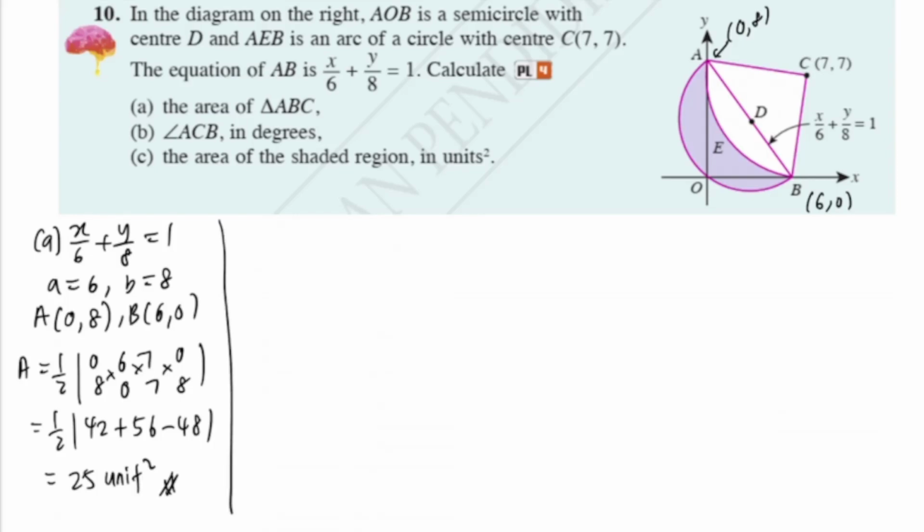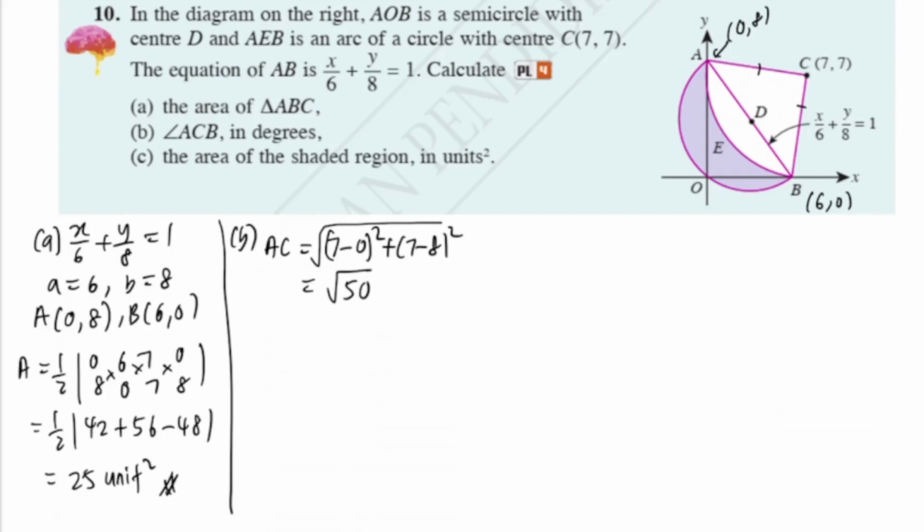That's part (a). Okay, then you are finding angle ACB in degrees. To find angle ACB, we need to use trigonometry, SOHCAHTOA. But before we do SOHCAHTOA, we need to know the length of AC, or even the length of BC. They are actually equal length. So let's say I find AC by using the formula for distance: the square root of x2 minus x1 squared plus y2 minus y1 squared is 49 plus 1, which is 50. Or you can write 5 root 2. I'll just write square root 50.